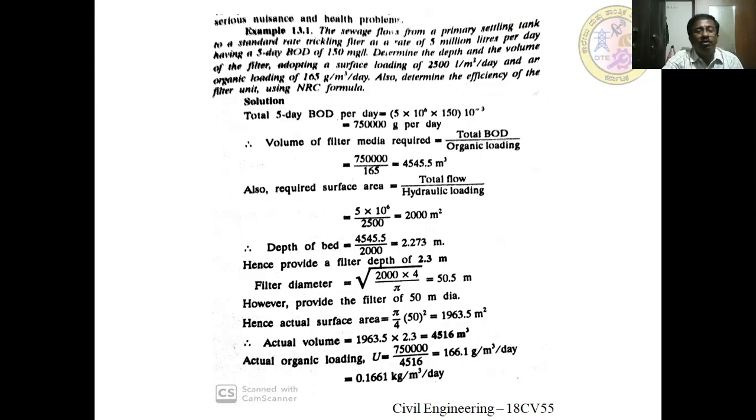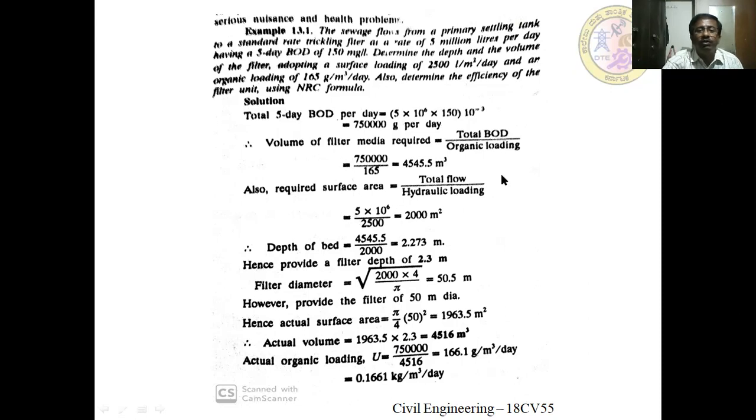This problem is asking to find the size of the surface area, the depth and size of the filter media, and all these things. In this, the BOD 5-day is given. So from that you find out the total BOD, and then the volume of filter media is total BOD by organic loading, which comes to 4545.5 meter cube.